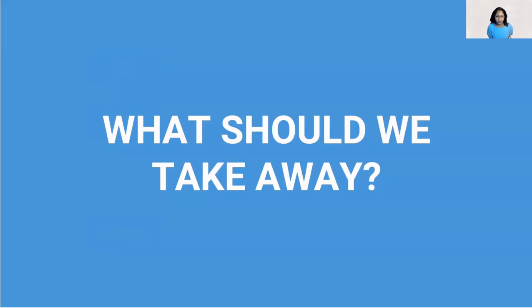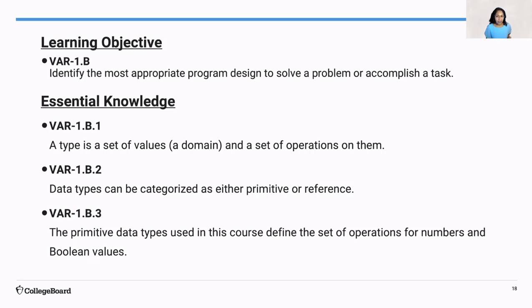So just to recap, we've talked about the different types that we can store data in a program, how those types can be categorized as primitive or reference, and the type of operations that we can do with the different types of data that we have.